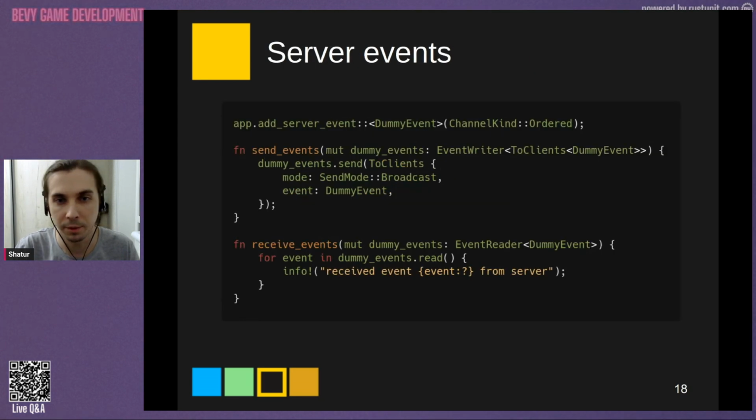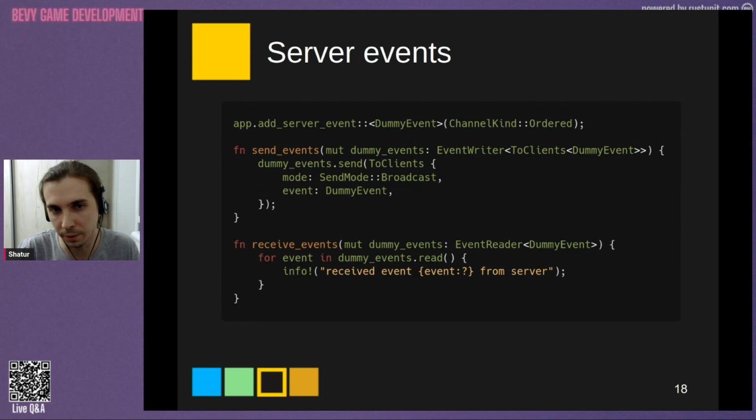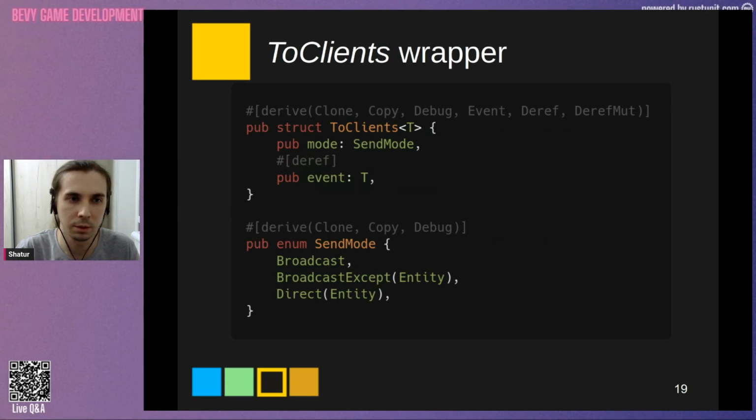And we also have server events. They work in a similar way, but when you send the event, you don't send just the event directly. You use a special wrapper called ToClients, and this is where you specify the sending mode. And on client, you just receive a regular event. It looks like this. This wrapper is actually quite simple.